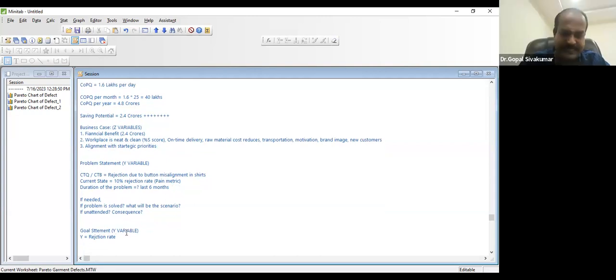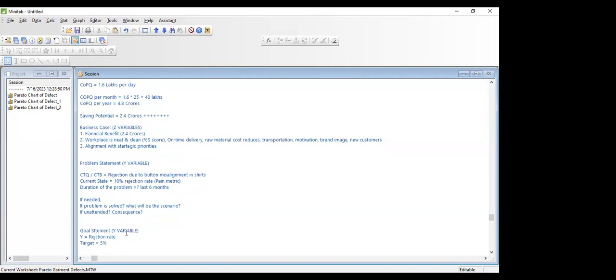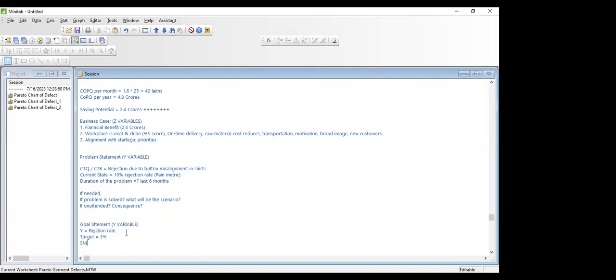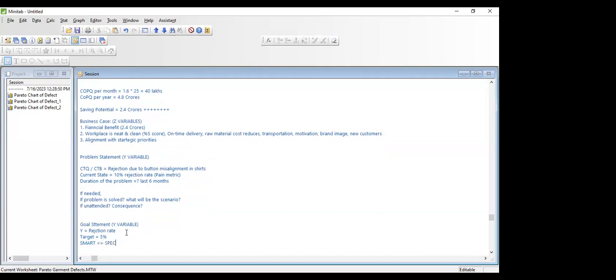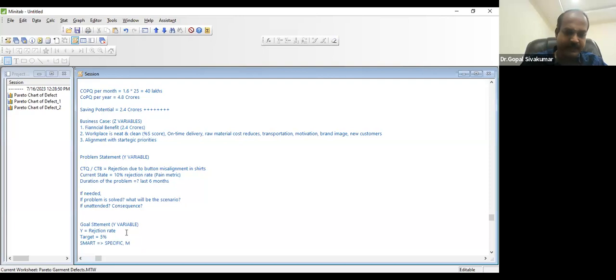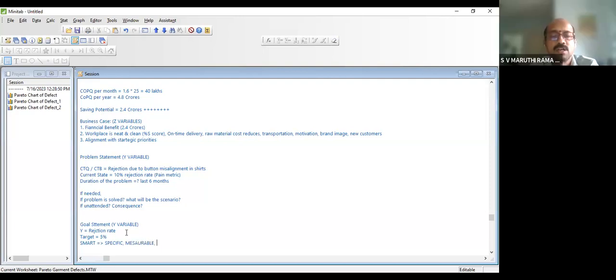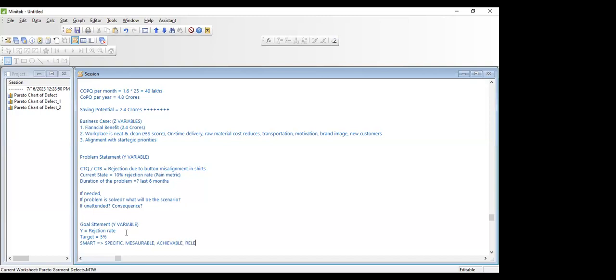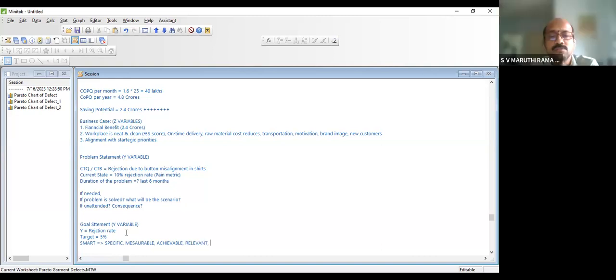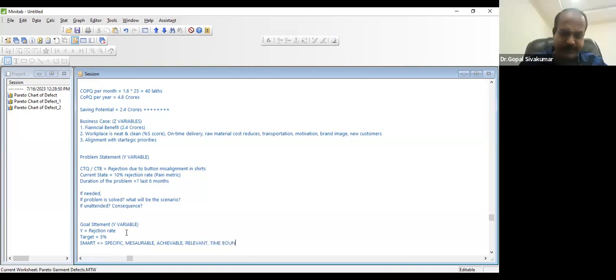Now, what can be the target now? Currently it is 10%. What can be a target? 5%. Because goal has to be SMART. SMART means goal should be specific, measurable, achievable, realistic, relevant, time bound. I would prefer relevant, not realistic, because realistic is already brought here, achievable.